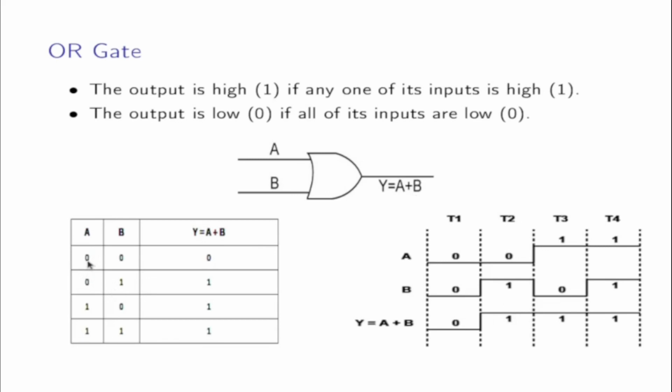When both A and B are 0, the output is 0. This one. And when both A and B are high, the output is high. This one. And also when either of the inputs is high, the output is high. Okay, this is the output timing diagram. That means the output is low only when both the inputs are low.